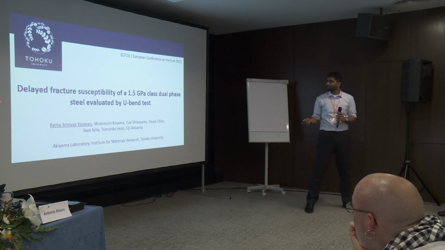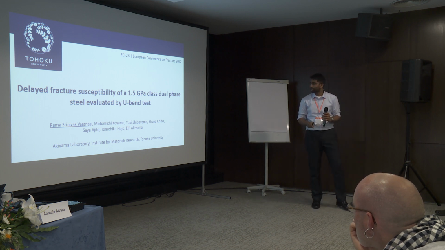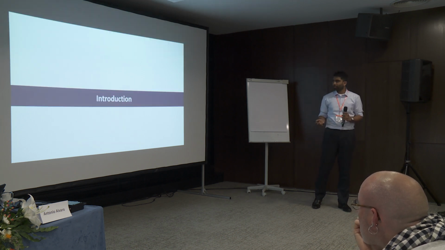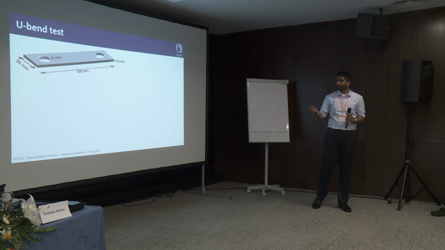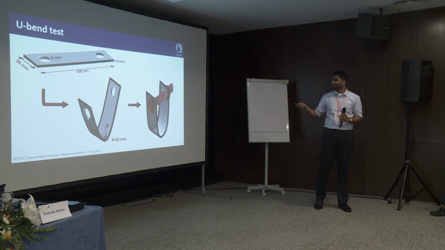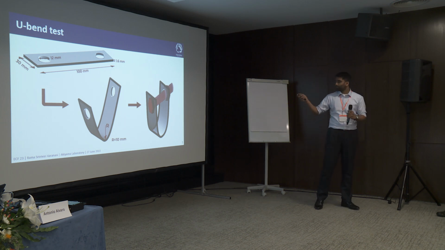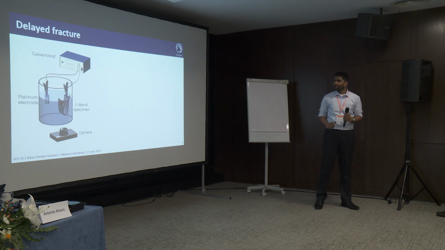So coming to my talk, it is about delayed fracture susceptibility of 1.5 gigapascal class dual phase steel, which we evaluate by U-bend test. Jumping right in, the U-bend test is a very simple test where we make the sample into a U-bend, and then we tighten it with a bolt and a nut. The stress here depends on the tightening of this bolt and nut. And then we charge it electrochemically and we observe if there is any fracture.